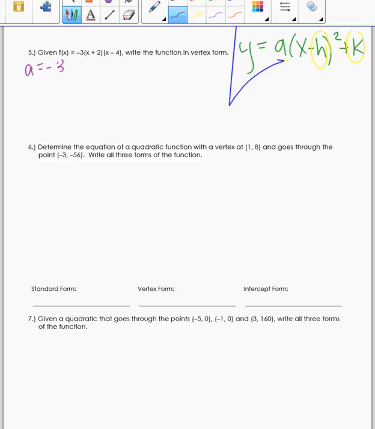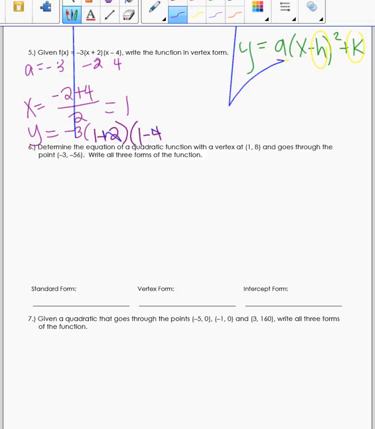Well, in intercept form, to find your vertex, remember it's right in the middle of your x-intercepts. So I'm going to have x equals, my two x-intercepts are at -2 and +4. So I'm going to add those together and divide by 2. So -2 plus 4 is 2. 2 divided by 2 is 1. So then I have my y-coordinate, my vertex, which is -3 times, I have no idea where these blue lines are coming from, sorry guys, 1 plus 2 and 1 minus 4.